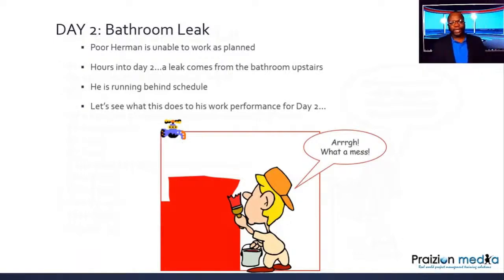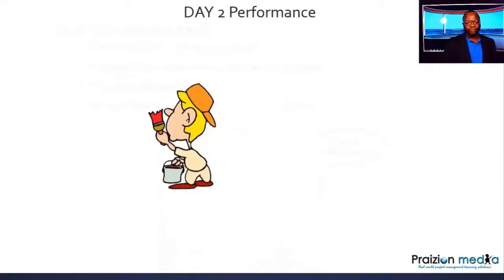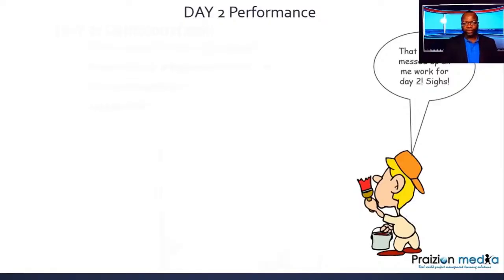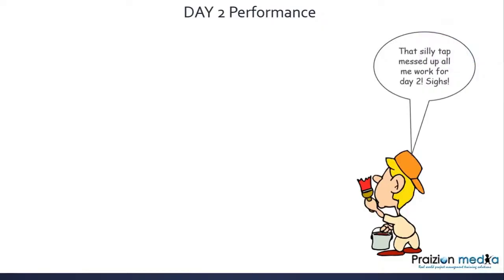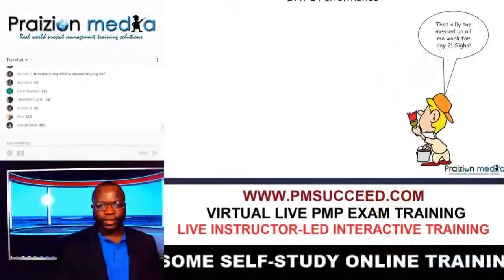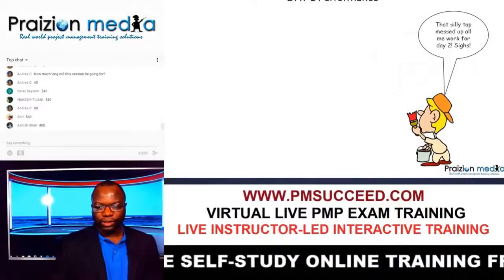All right, let's take a look at day 2. Poor Herman is unable to work as planned. Hours into day 2, a leak comes from the bathroom upstairs. He's running behind schedule. Let's see what this does to his work performance for day 2. Let me take myself out of the shot so you can read what is there. Herman says, that silly tap messed up all of my work for day 2. Poor Herman. He's not very happy, obviously.